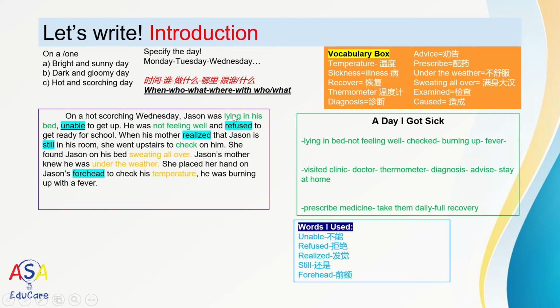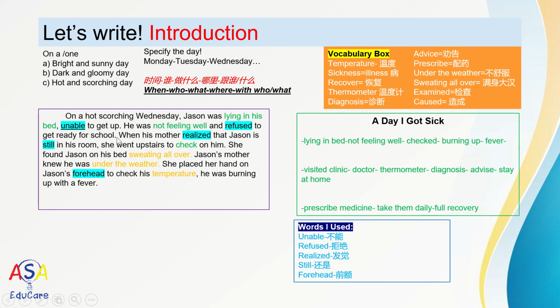Okay, so colors. Let me explain the colors here. First, green color, or this green color is the one I use from here. Blue color highlighted is the ones I use here, and orange yellowish is the ones I use from my vocabulary box. Okay, so on a hot scorching Wednesday, Jason was lying in his bed, unable to get up. 不能起床, full stop. Okay, why? He was not feeling well, so I use here. He was not feeling well and refused 拒绝 to get ready for school.